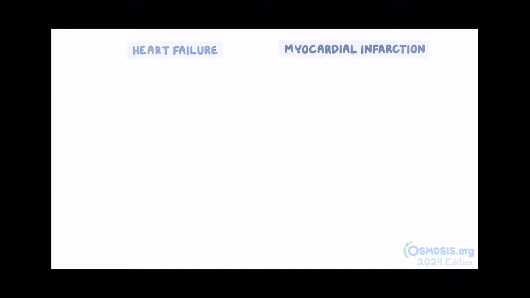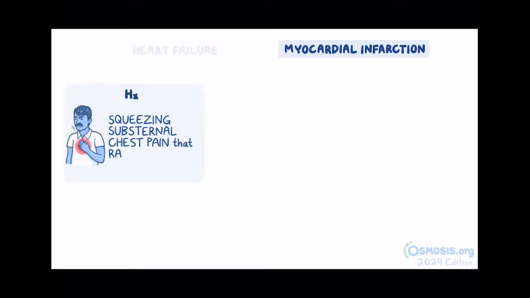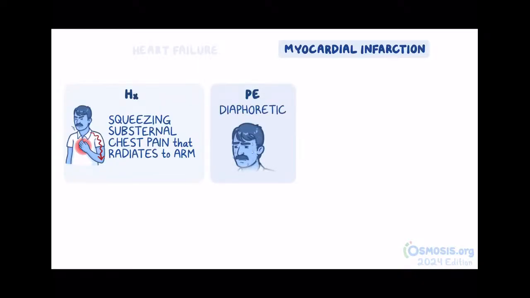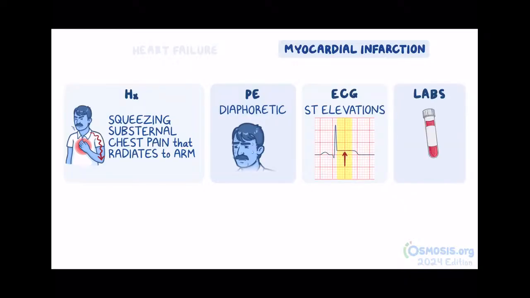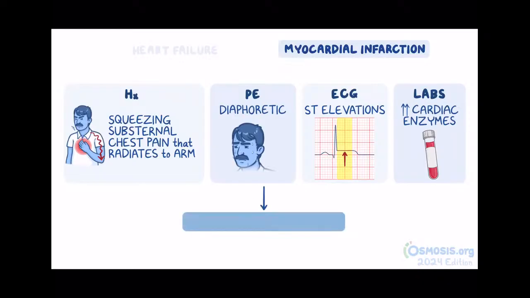Another important cause is myocardial infarction. These patients typically report a squeezing substernal chest pain that radiates to the arm and might be diaphoretic on physical exam. Additionally, ECG findings can include ST elevations, while labs reveal elevated cardiac enzymes, which confirm the diagnosis of myocardial infarction.